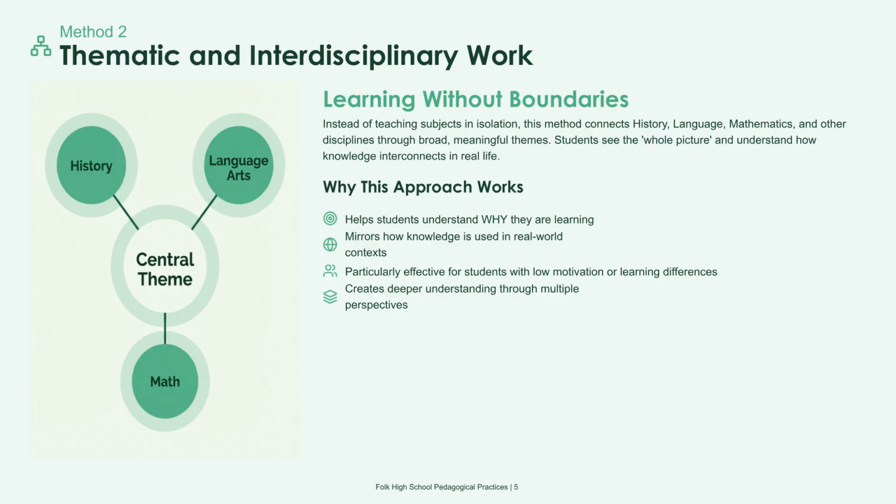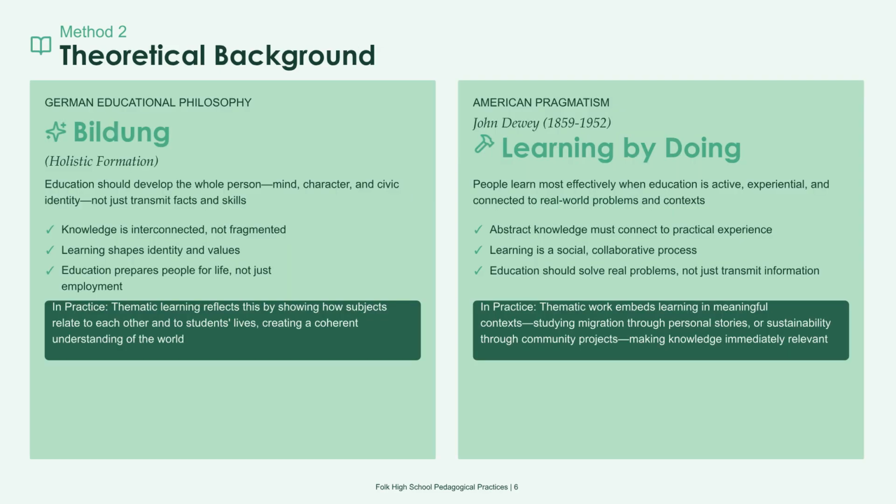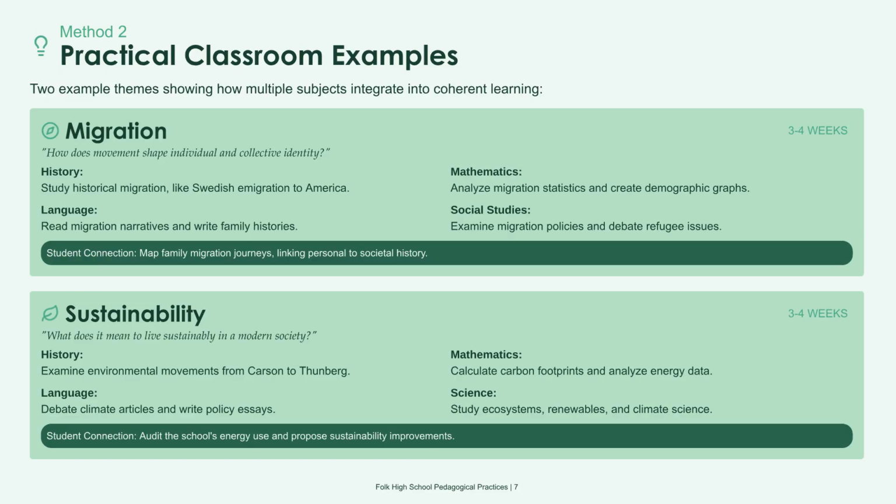Method 2 is thematic and interdisciplinary work, or learning without boundaries. We connect subjects through broad themes, so students see how knowledge interconnects in real life, enhancing relevance and depth of understanding. This approach draws from German Bildung, focusing on holistic formation of the whole person. It also aligns with John Dewey's learning by doing, emphasizing active experiential learning connected to real-world contexts.